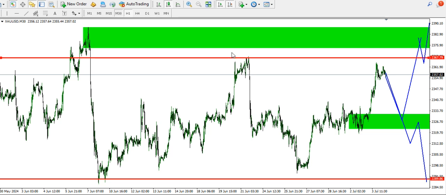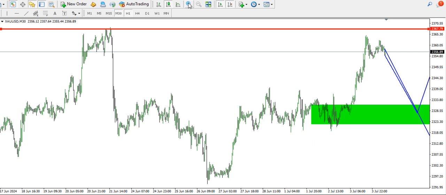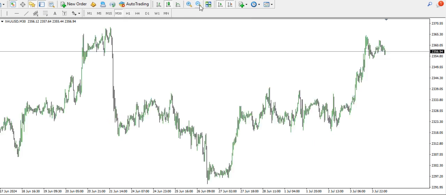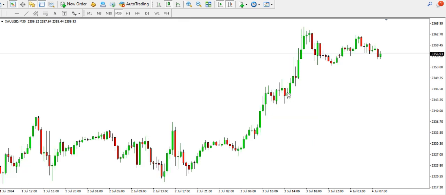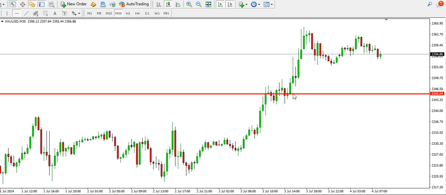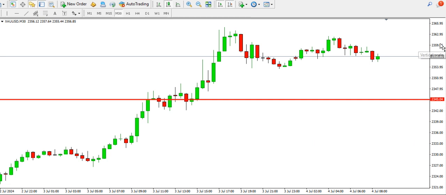Same on the 30 minutes time frame: range, consolidation in progress. Price is currently ranging, but with respect to demand and supply, we have this order block around here. The order block at 2345 might serve as support for more buyers to jump in and push price up. On the 30 minutes time frame, this is going to be a range within a range.